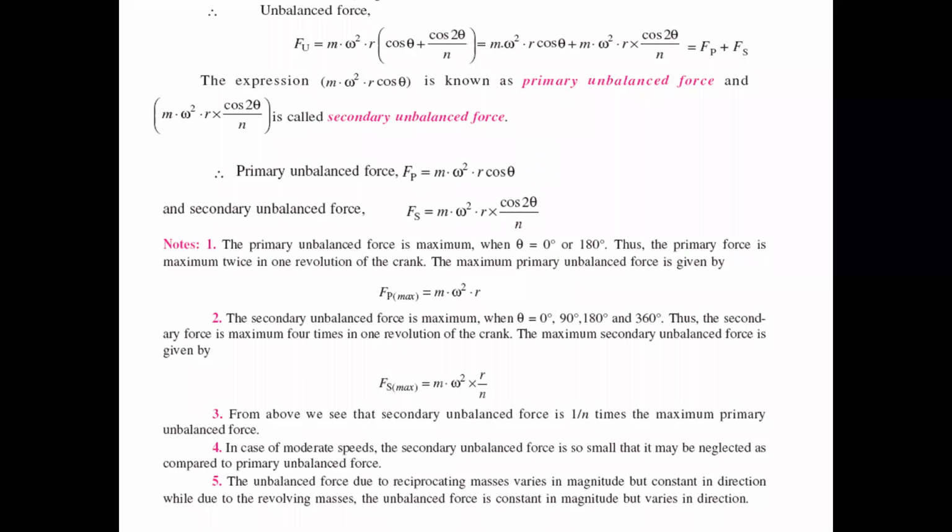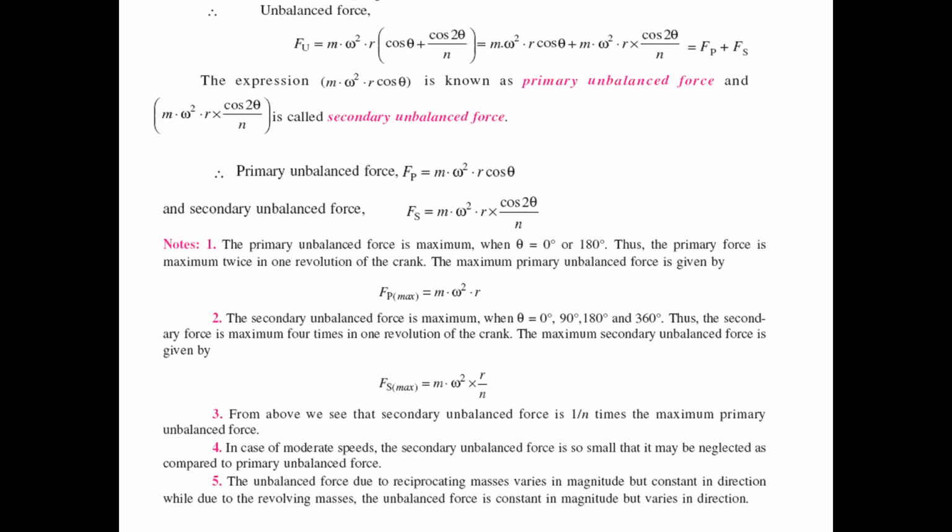The third condition represents the difference between the maximum secondary unbalanced force and the maximum primary unbalanced force. And going to the fourth one: in case of moderate speeds, the secondary unbalanced force is so small that it may be neglected compared to the primary unbalanced force. When we take moderate speeds, the secondary unbalanced force value is very small compared with the primary unbalanced force, so that is why they neglect it.